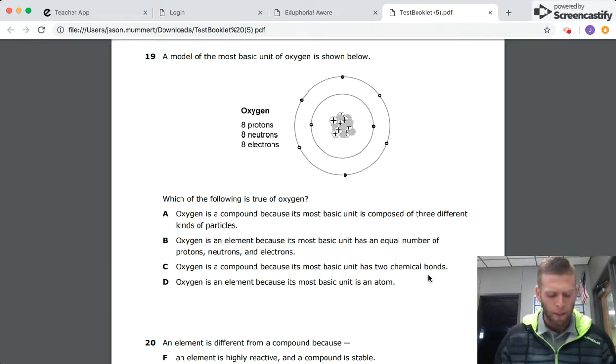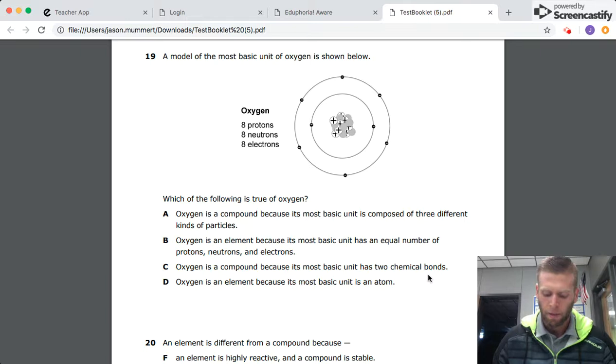Number 20. An element is different from a compound because F, an element is highly reactive and a compound is stable. G, a compound contains a maximum of 1 or 2 pure substances, and an element contains many. H, an element cannot be broken down into simpler substances, and a compound can. Or J, a compound is composed of only 1 pure substance from the periodic table, and an element is composed of more than 1. Number 21. Which of the following is an element? A, CuSO4, B, MgBr, C, HCl, or D, O2.